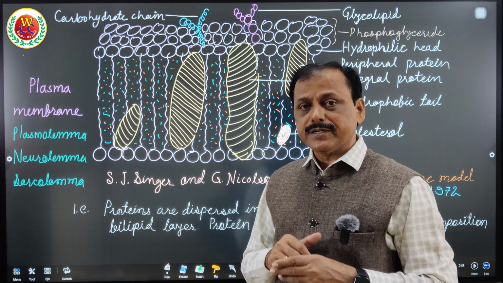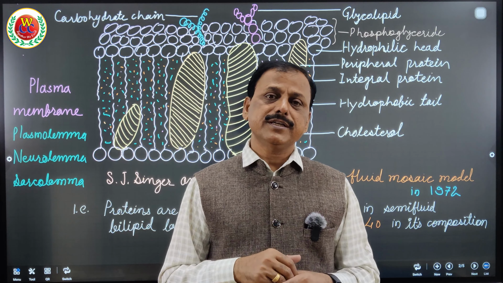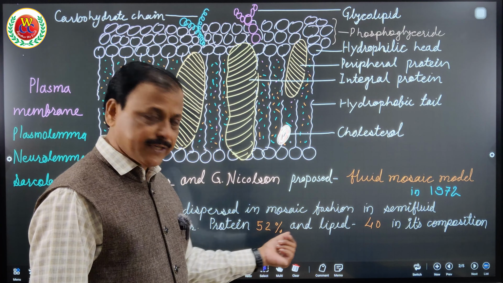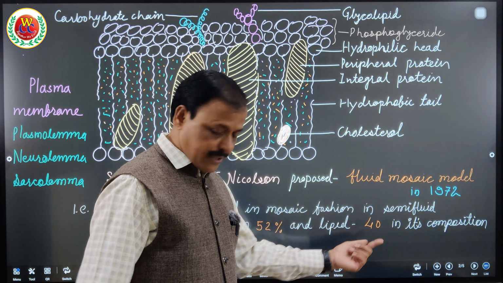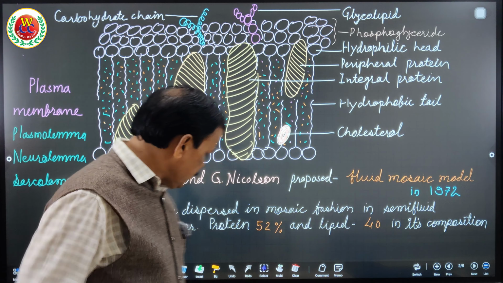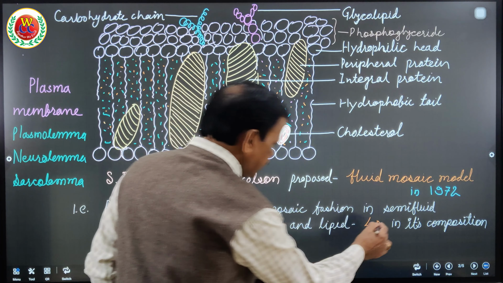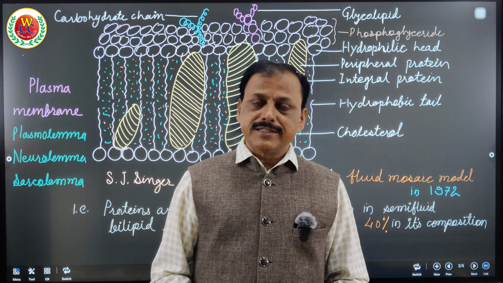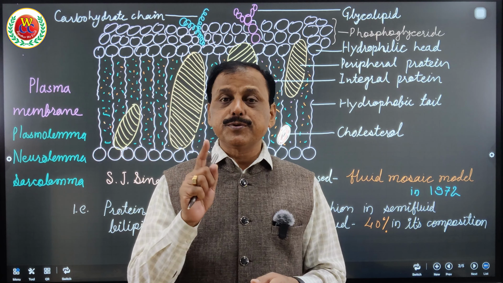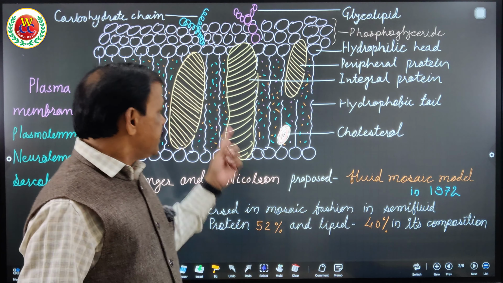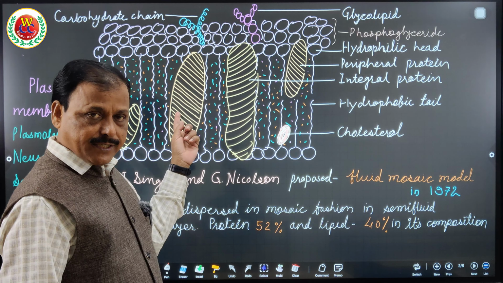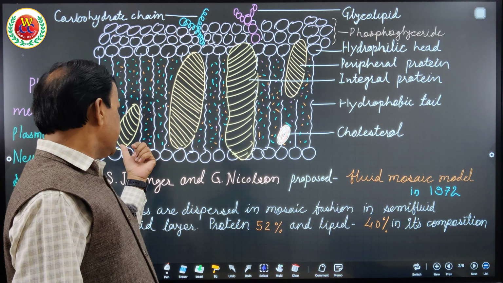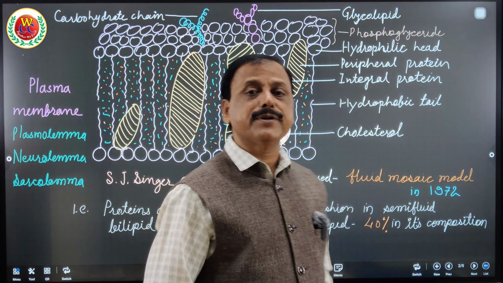The component lipid is around 40% and protein is about 52%. It is very clearly given in your book, and therefore I have mentioned here that proteins are 52% and lipids are 40% in its composition. So it's very important to remember for examination. It can be asked in NEET. Now, very important: proteins are of two types. Integral proteins are those present inside the membrane, and those which are exposed either inside or outside are called peripheral proteins.